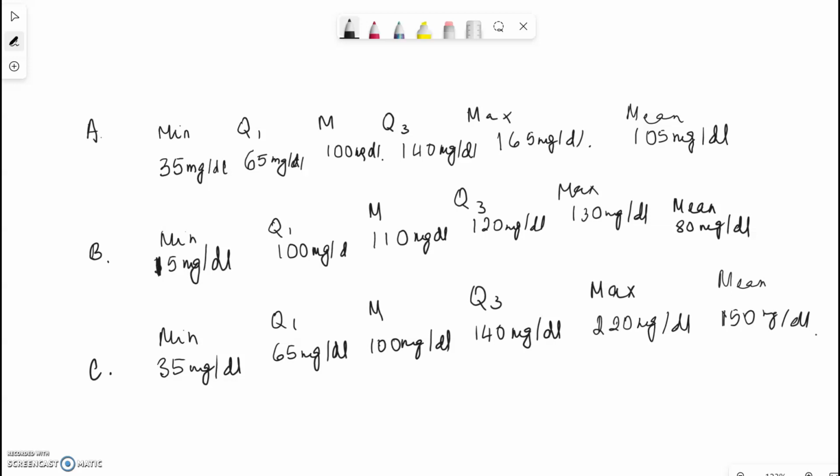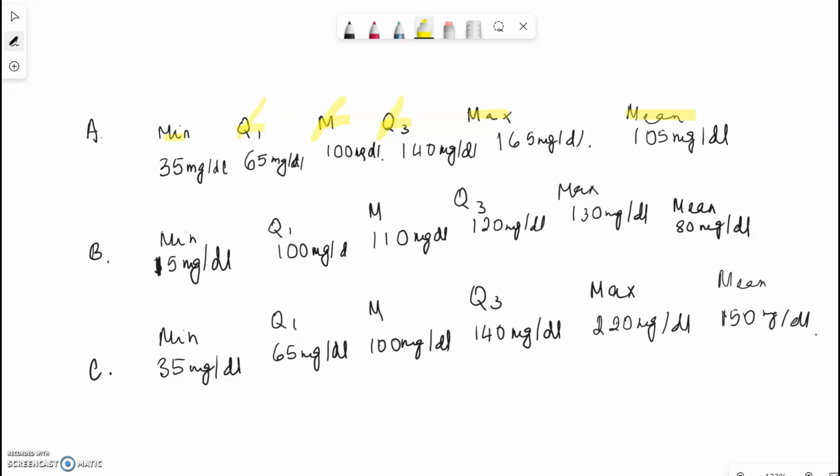So we have the 5-number summary that's given to us. What's a 5-number summary? The minimum, the Q1, median, Q3, and the maximum. Remember that the Q1, the median, and the Q3 divide the data set into 4 equal parts. The mean is also given. Okay, so let's see what kind of a distribution it is. Is it symmetrical? Is it left skewed, or is it right skewed?